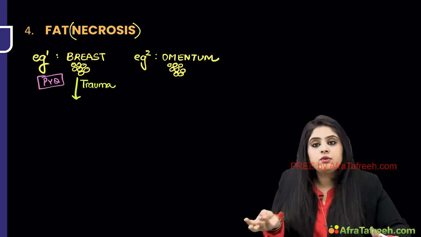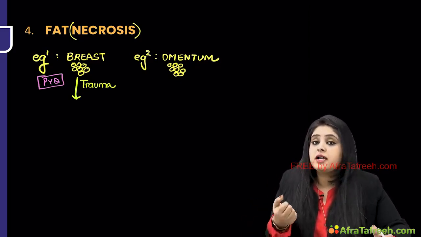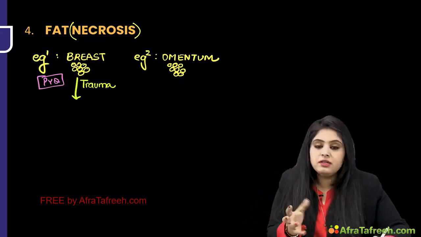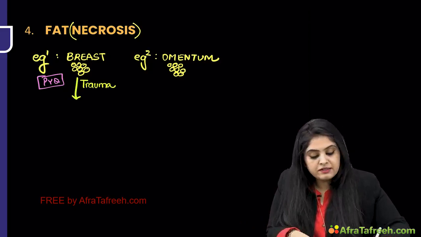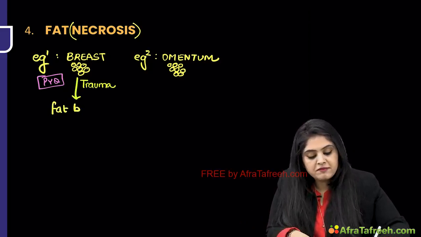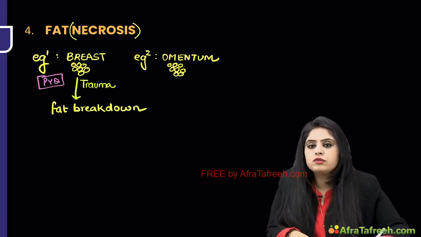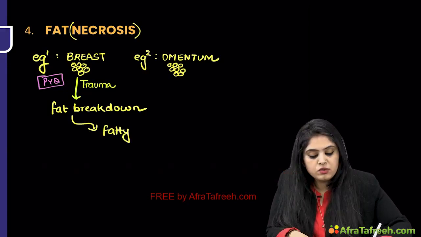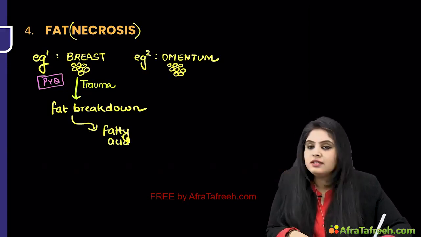Next, someone has met with a road traffic accident. That's a trauma. Any kind of violence resulting in trauma. So whenever there is trauma, the fat cells will break down. There is definitely going to be a fat breakdown. And now I want all of you to recall from your school time. Whenever fat breaks down, what does it break down into? It breaks down into fatty acid, right?